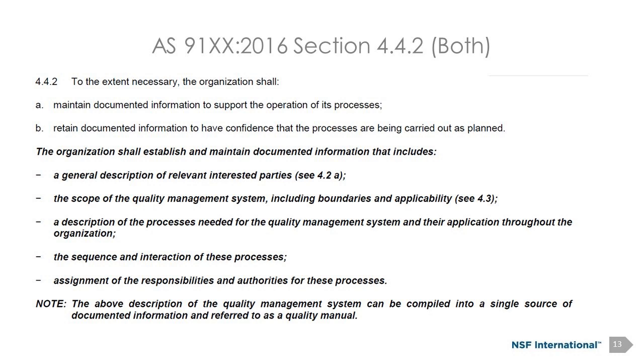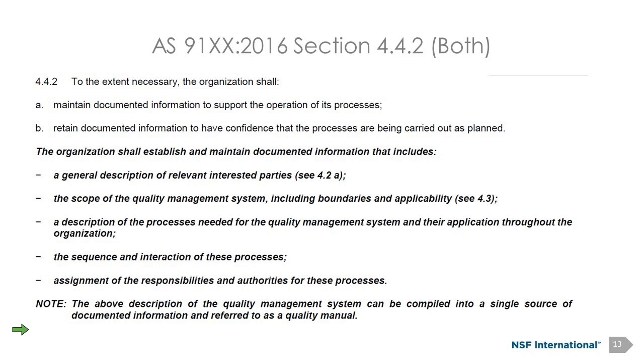So as you can see here, this is in section 4.4.2, retained documented information to have confidence that the processes are being carried out as planned. So this is not necessarily a prescribed record saying we have to have a record associated with that, but we're going to retain any information that's needed to show our process is X. This record or this retained documented information demonstrates that we've done X.